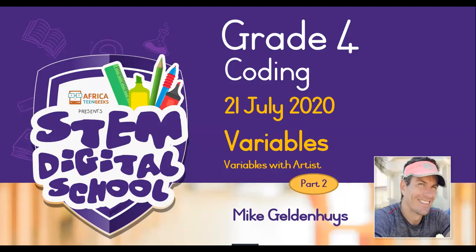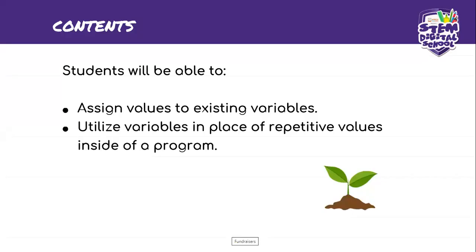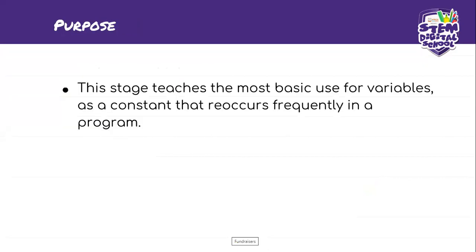Let's quickly review what we spoke about yesterday: what variables are and what our objectives are today. Firstly, to assign values to existing variables. And our second objective, to utilize variables in place of repetitive values inside of a program. So remember, we spoke about what a variable is, and let's quickly look at the purpose for that again.